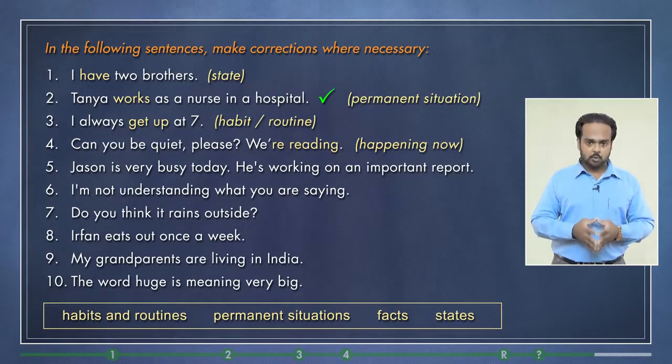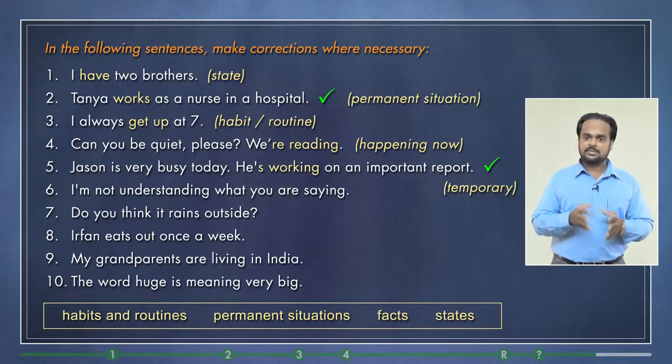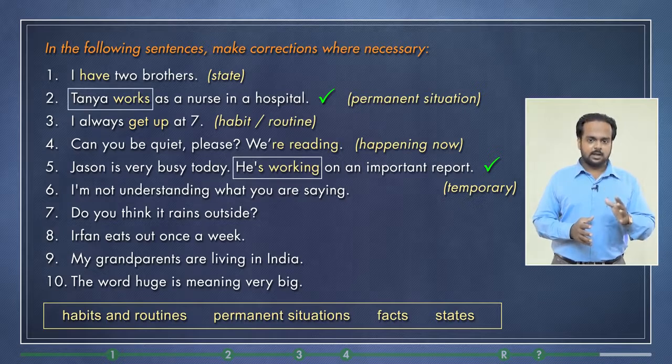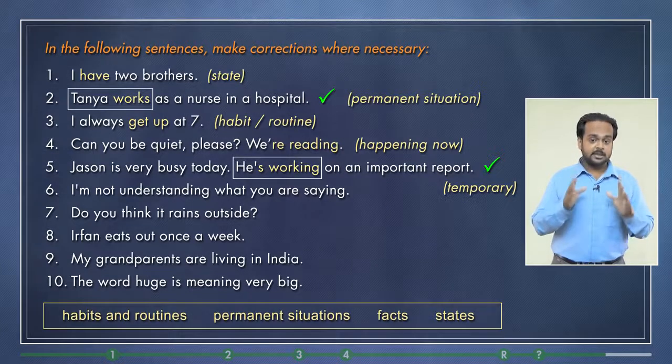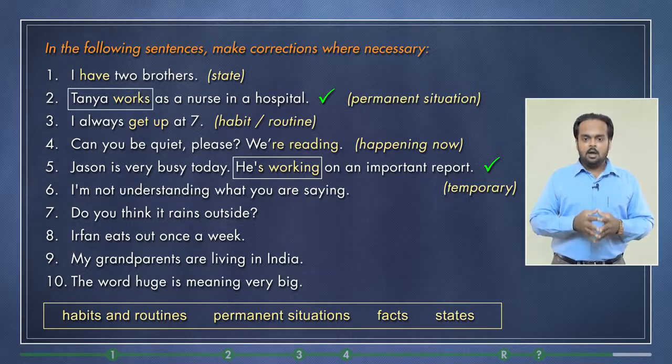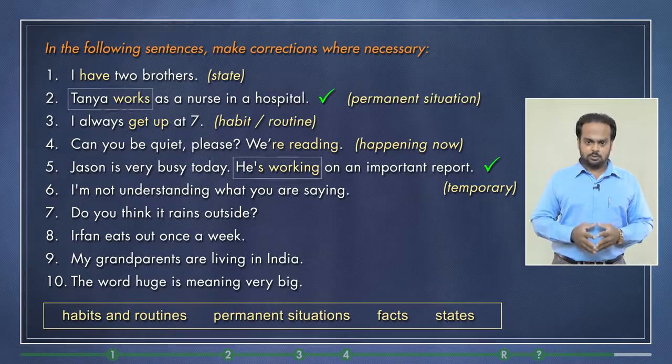Number 5 is correct. That's because this is a temporary situation, not a permanent situation. See the difference between this sentence and number 2. Tanya works as a nurse. Sentence number 2 expresses a situation which is not going to change. It's permanent. But in number 5, we're saying that Jason is working on an important report today. So that means it's temporary. It's just today. For that reason, we use the continuous form.